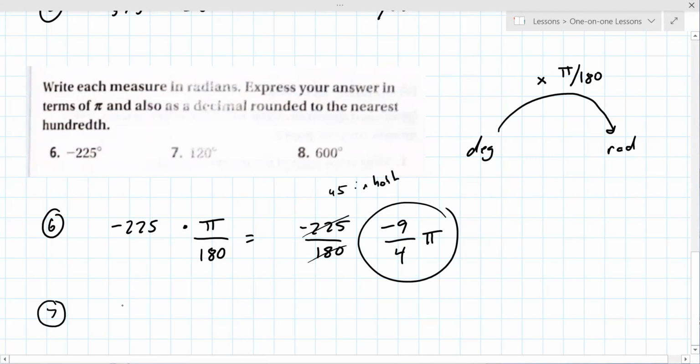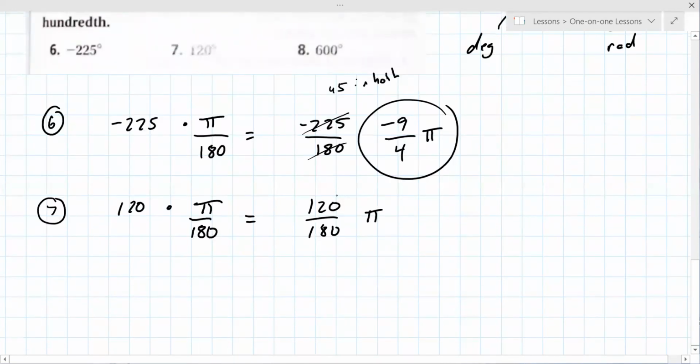For this next one here, it's 120 degrees, and you multiply by pi over 180. So again, you take the part without the pi and you put those together. You should see here, okay, these cancel. And then 6 goes into both those numbers. That's 2 over 3. So this becomes 2/3 pi. Oh, and you probably should write radians here.